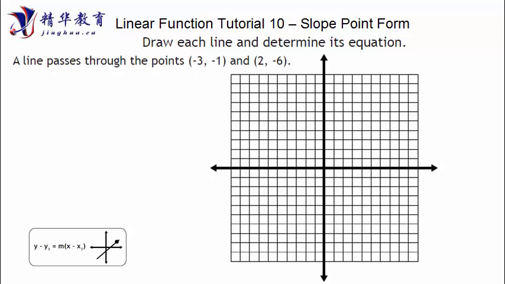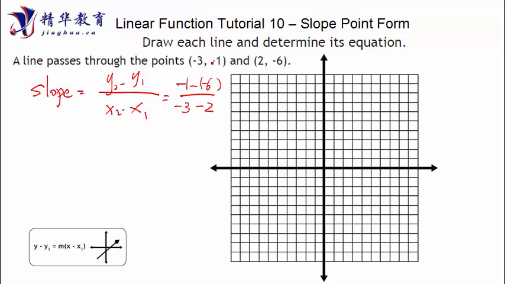Okay, for slope-point form and slope-intercept form, both need us to find the slope first. The slope equals what? Equal to rise over run, right? Which is (y2 minus y1) over (x2 minus x1). Okay, y2 is how much? We're just using any one minus any one. So this is y2, this is y1. So -1 minus (-6), and then -3 minus 2.